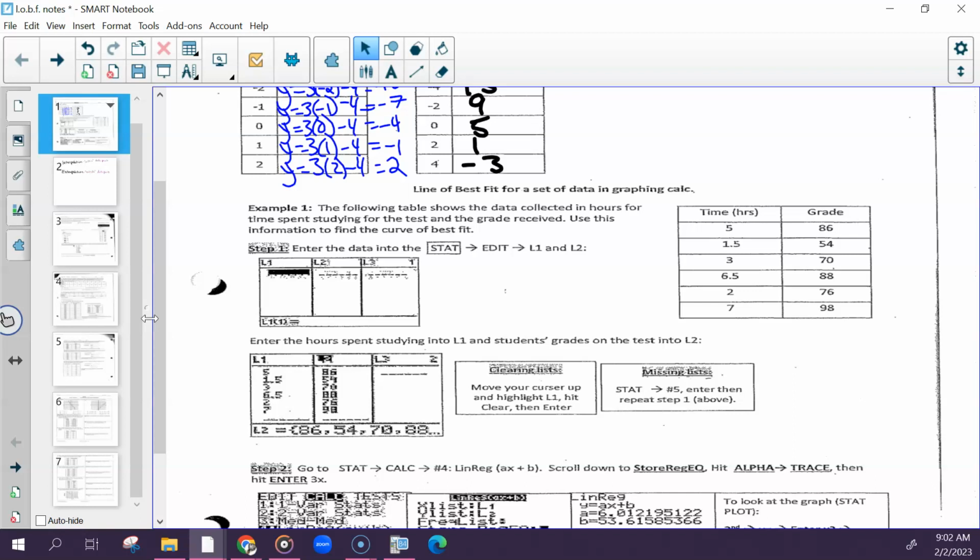Grade would depend on time. So the grade would be your y. The time would be your x. So then we're going to start putting this into your calculator.